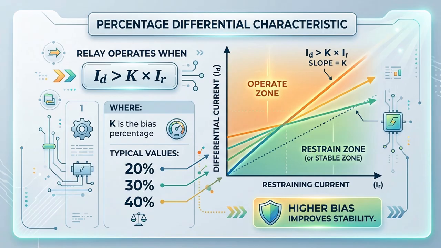Here's the operating rule of a percentage differential relay. The relay trips only when the differential current is greater than the bias times the restraining current. Typical bias settings are 20, 30, or 40%. A higher bias means better stability and fewer false trips.